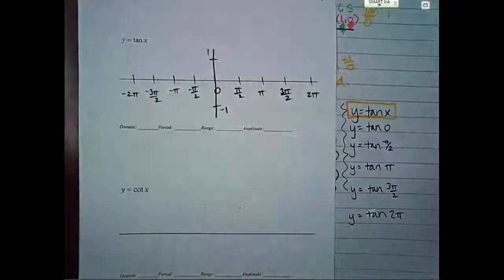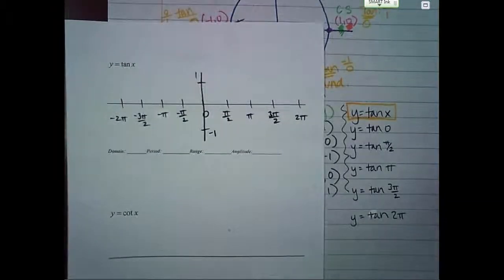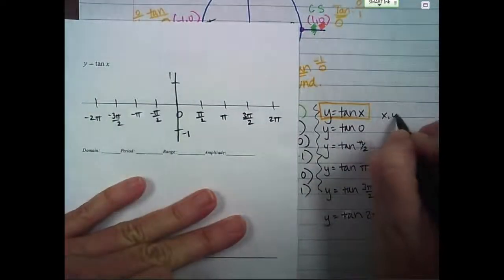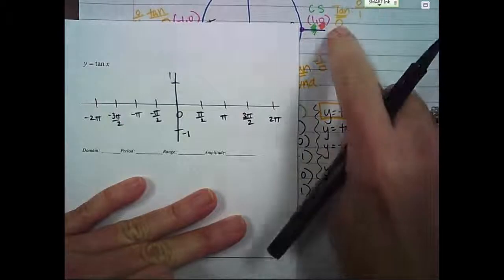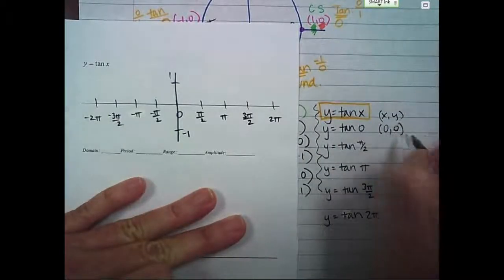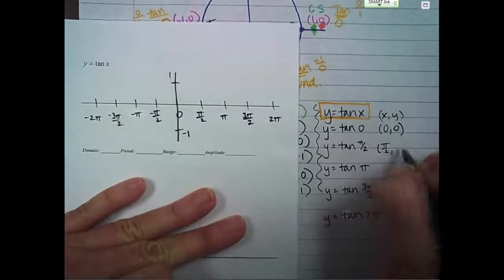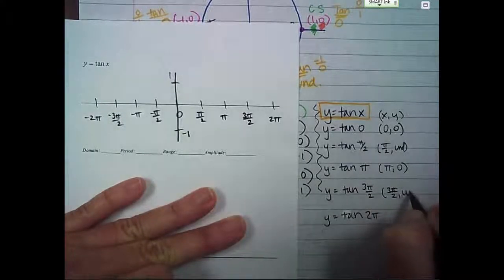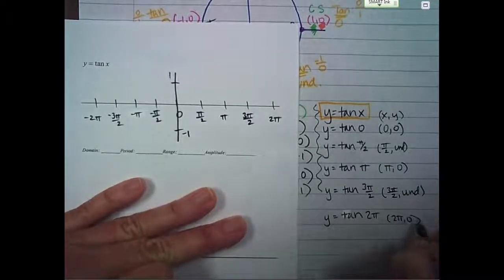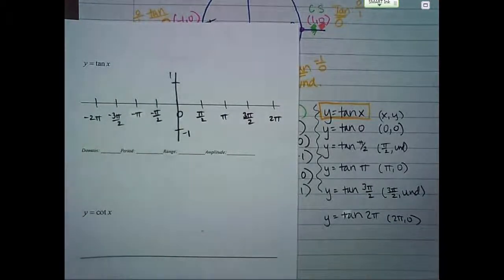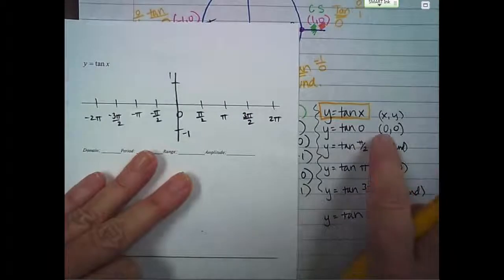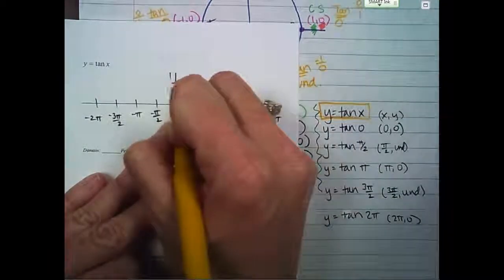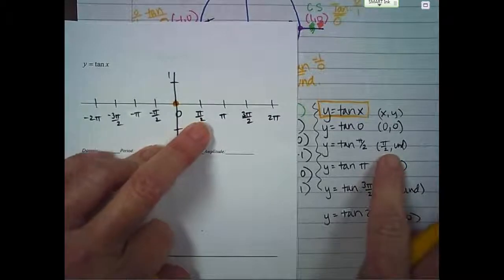Okay, so when I plugged in 0, your x is your radian. 0 radians gave me what tangent? 0. Okay, pi over 2 radians gave me what tangent? Undefined. Pi radians gave me back 0. 3 pi over 2 gave me back undefined. And 2 pi is 0 again. So we went from 0, undefined, 0, undefined, 0. Okay, we're yellow, so let's plot yellow. 0 radians is 0 tangent. So 0, 0.